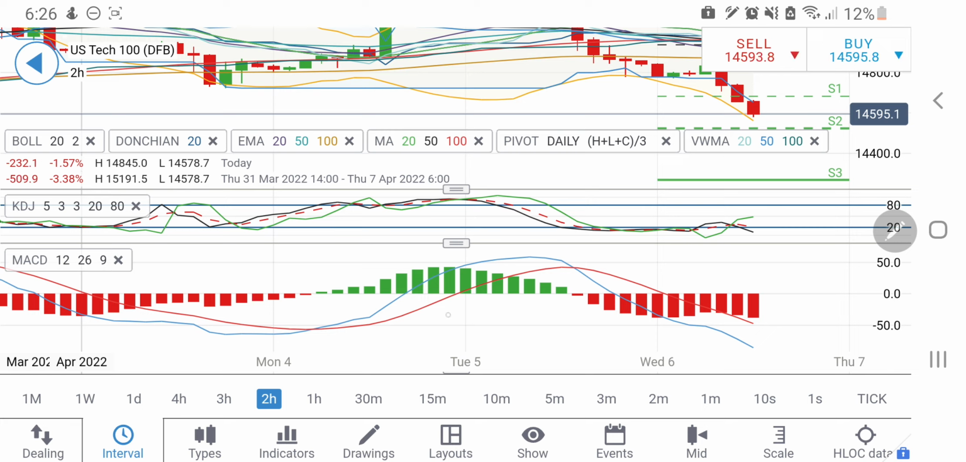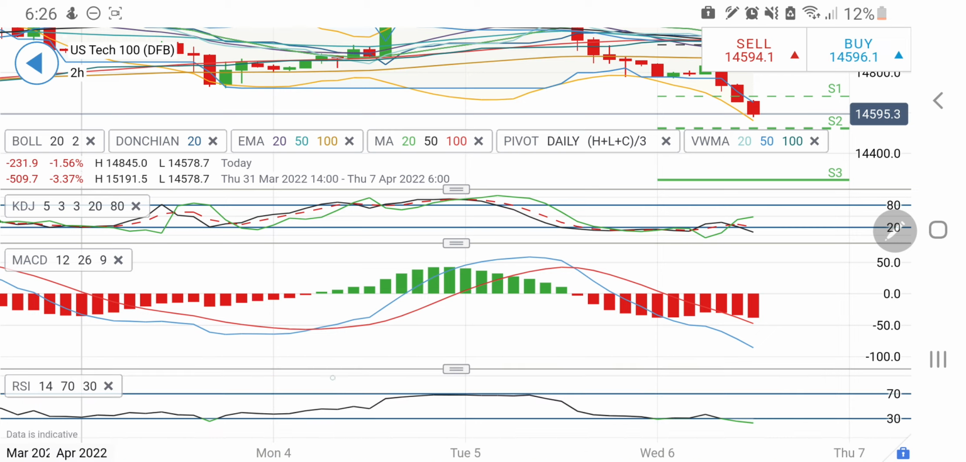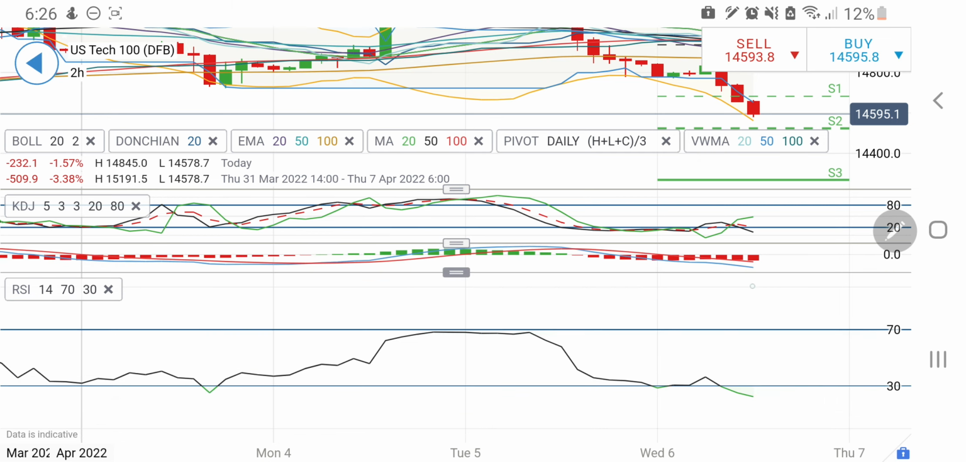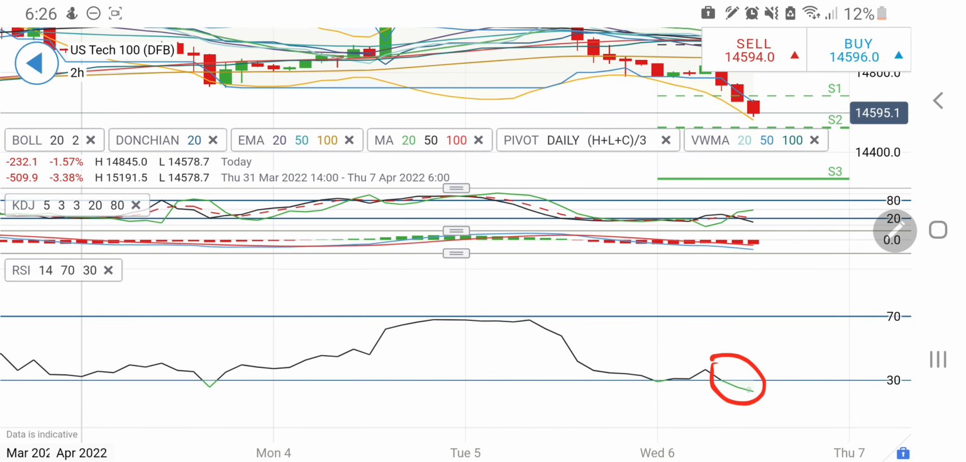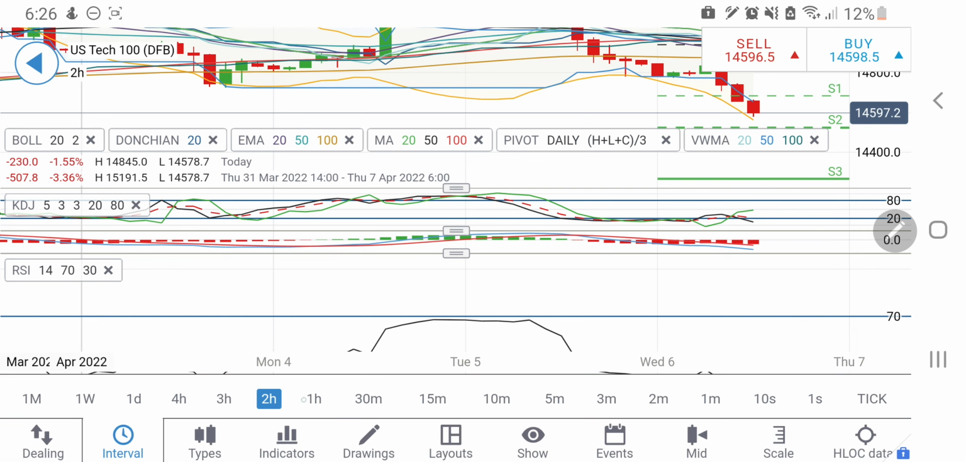And the MACD lines are widely divergent, and RSI is extremely oversold. So yes, whenever it is extremely oversold, the next candle will definitely try to give you a green candle, probably. That is what it appears from here.